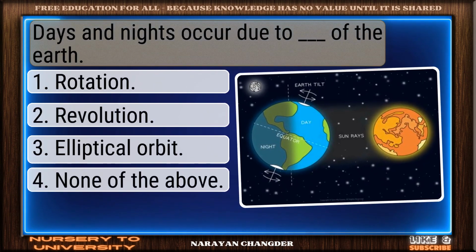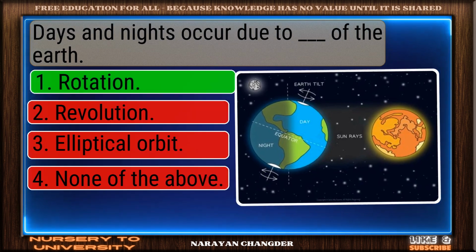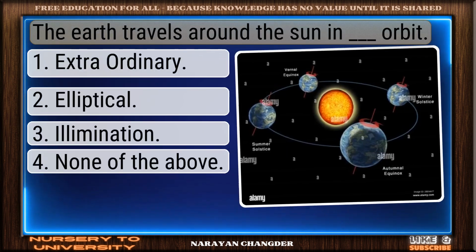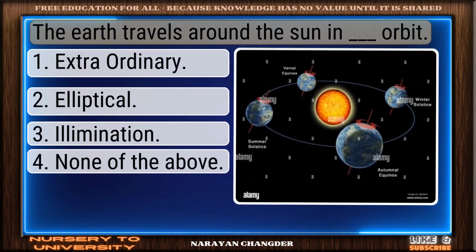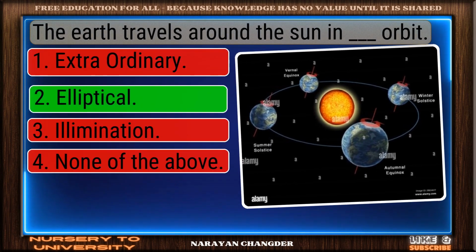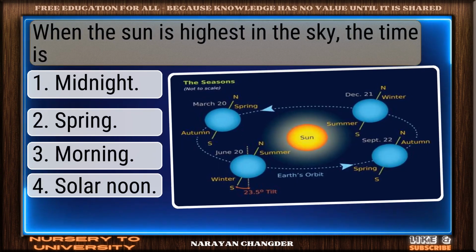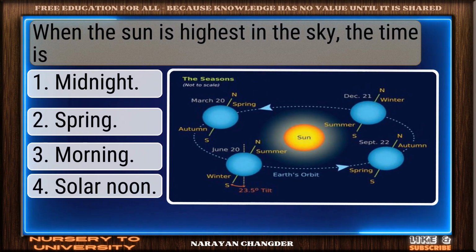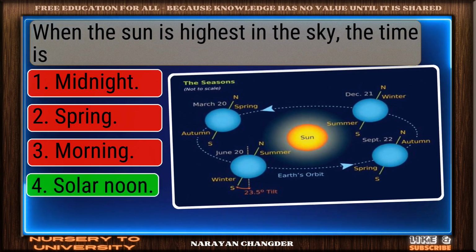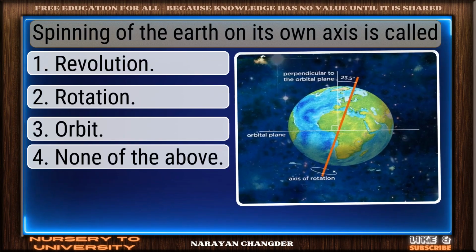Days and nights occur due to dash of the Earth. Smart move. Rotation is an accurate answer. The Earth travels around the Sun in dash orbit. Smart pick. Elliptical is the correct choice. When the Sun is highest in the sky, the time is... Correct. Solar noon is the right answer.